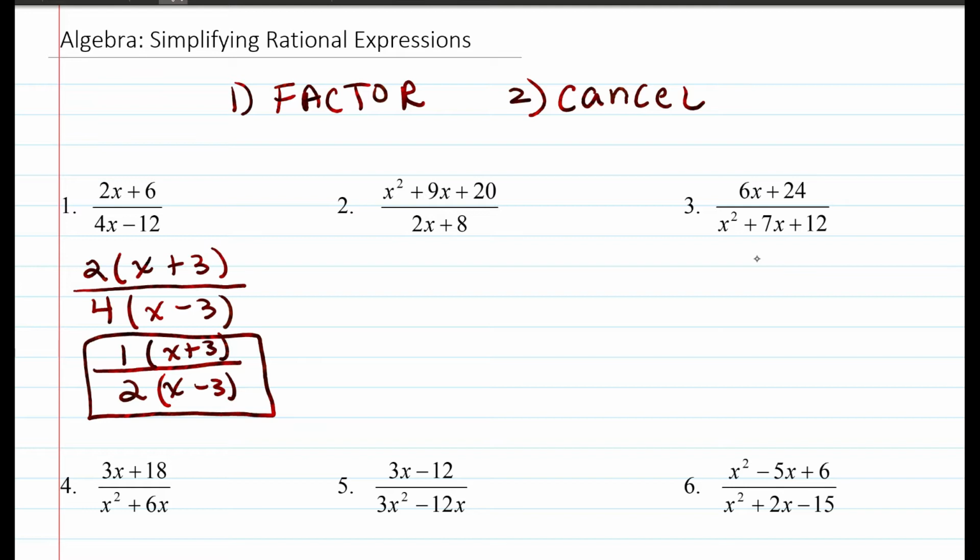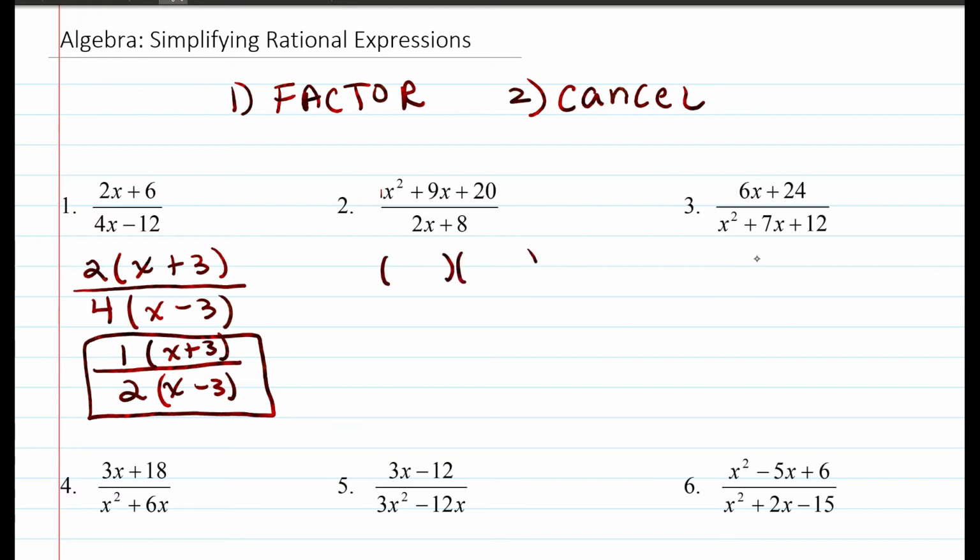Now let's go on to the second example. X squared plus 9x plus 20 over 2x plus 8. I look for a GCF, but I don't have one. I see a trinomial here. The leading coefficient is a 1. It's invisible, right? So that tells me I can go ahead and use some simple method that I've learned, whether it's a product sum method or a box method, reverse FOIL, whatever you've learned, go ahead and use that method.